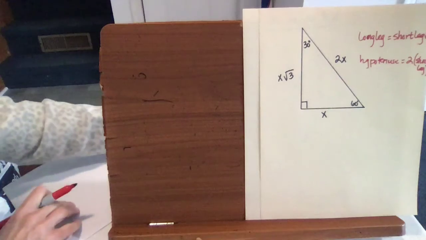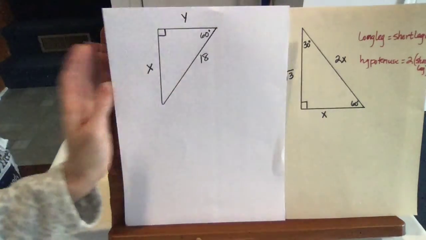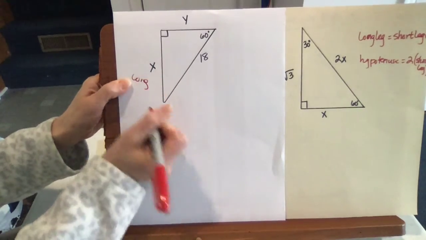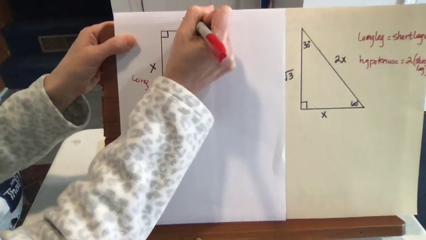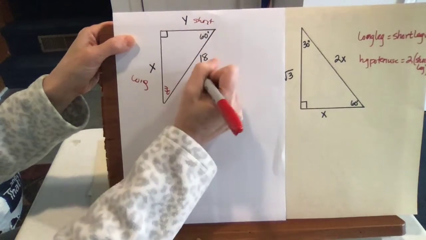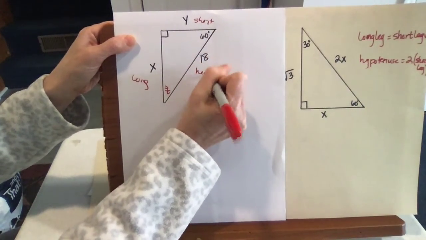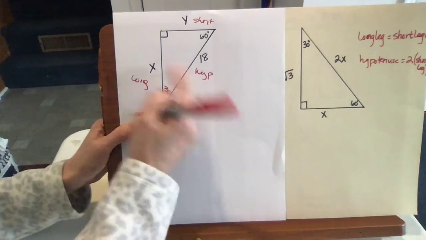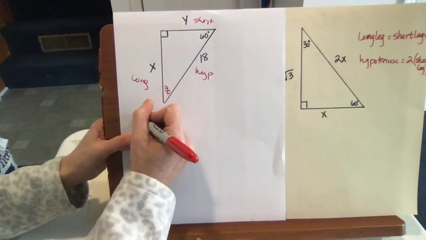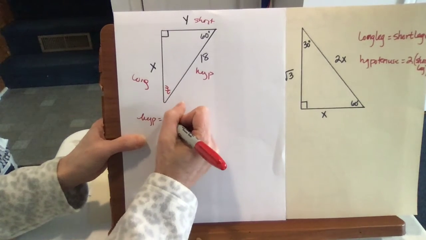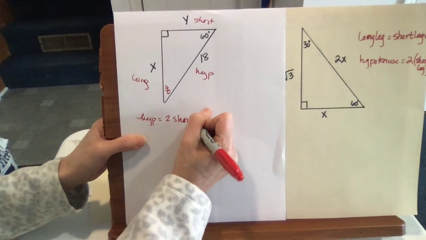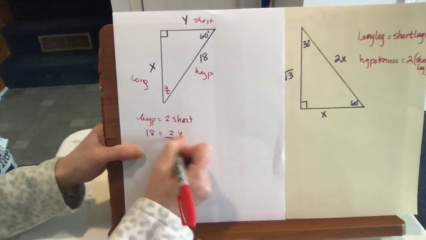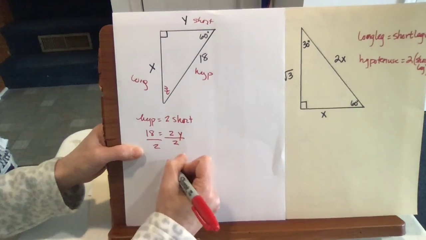Okay, and last but not least, we'll try this problem. This is our long side x. So that means y is our short side. And 18 is opposite 90, that's our hypotenuse. Again, we have our hypotenuse, but we need our short leg to get to our long leg. So the hypotenuse is equal to 2 times short. So 18 equals 2 times y. Divide by 2. y equals 9.